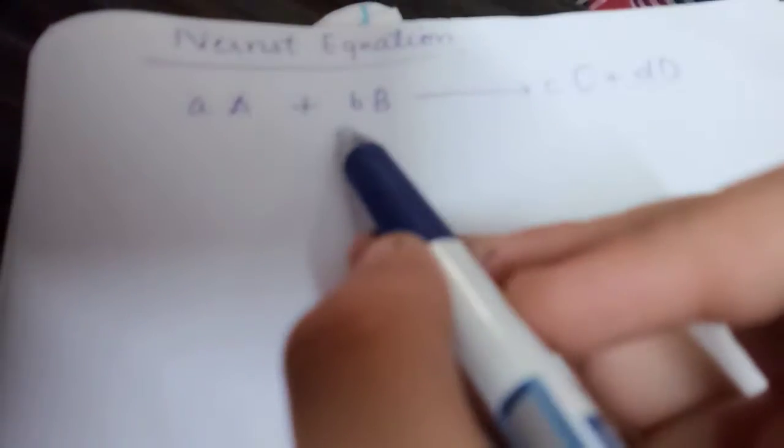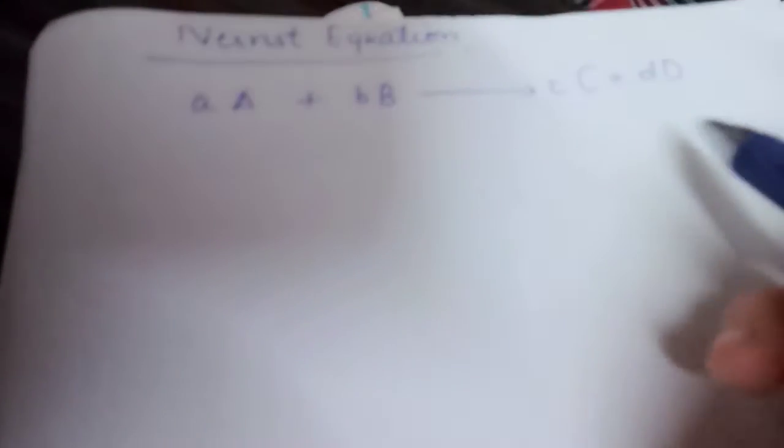Hello everyone, so today we are going to do the Nernst equation and we will solve its numericals given in the NCERT. So we have the reaction aA plus bB gives cC and dD. Reactants are A and B and products are C and D.